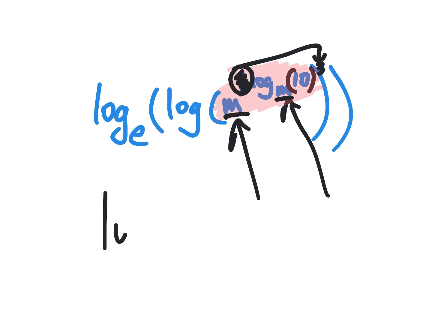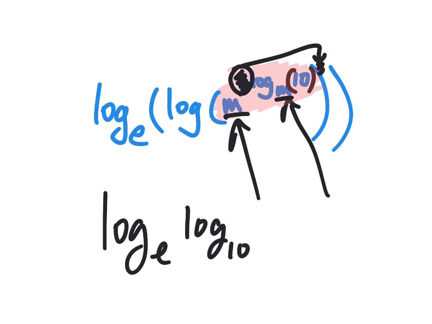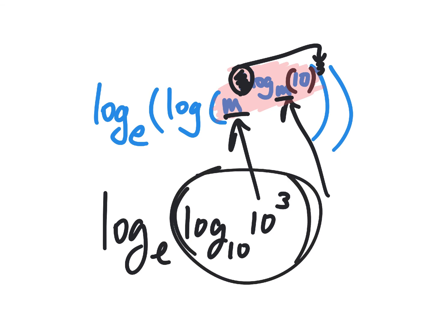Now I'm going to rewrite it. Log base e of log without a base. So you put the base. What's the base? 10. Of 10 to the third. And if you put the base there, I bet you noticed then that this whole part is just 3. So the final answer is ln 3. Raise your hand if you had that one right. Sweet. Okay.